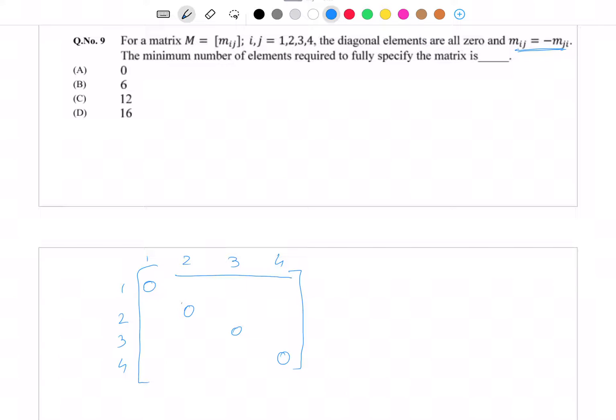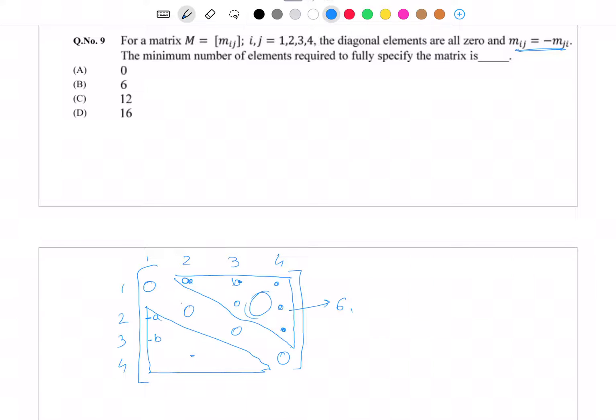Now there are 2 triangles, this upper triangle and this lower triangle, that need to be filled. They have specified the condition that if I place A here, I have to place minus A here. If B here, here will be minus B. Like this, if you fill, how many entries could be here? 1, 2, 3, 4, 5 and 6. So there are 6 unique entries, because if you know these 6 entries, you will know the others also.